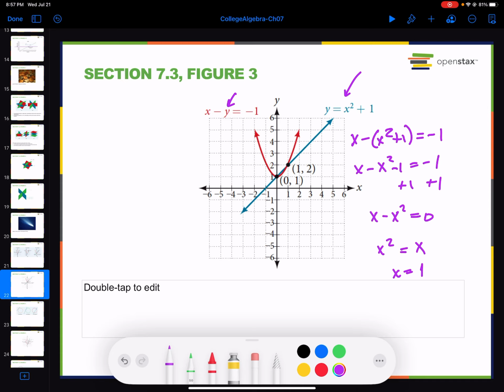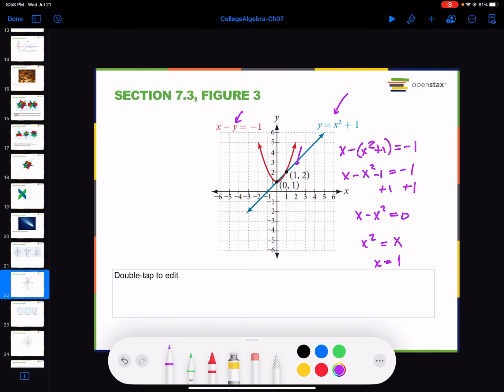So we've got one point where they're equal to each other. We've got the case where a number squared equals x, so we've got x equals 1. And another example where x squared could equal x is at x equals 0. So 0 squared would still equal 0.